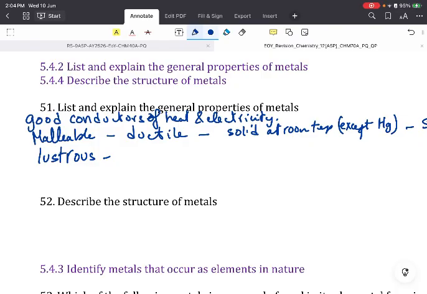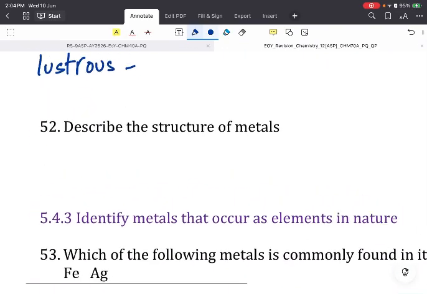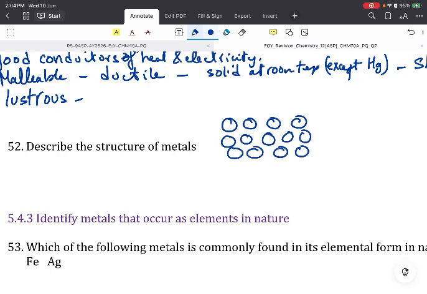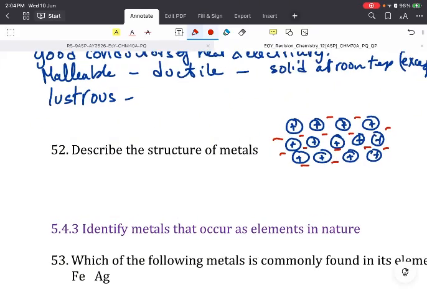Now describe the structure of metals. If I look at metals, I see metallic atoms next to each other, and these metals lose their electrons and become positive. Since these electrons have nowhere else to go, they float around. This creates a crystal lattice structure immersed in a sea of mobile, delocalized, moving electrons.